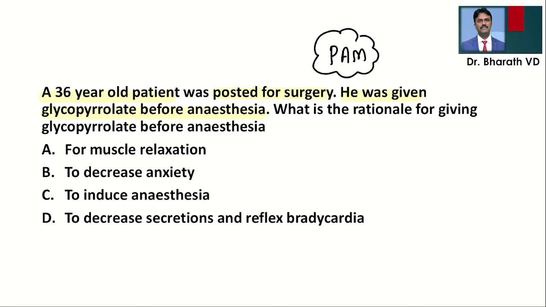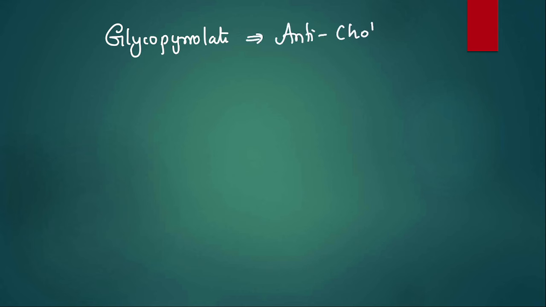You have 10 seconds to answer this. Yes, if you said to decrease secretion and reflex bradycardia, then you're right. So why is this the answer? Let us discuss the drug glycopyrrolate. Glycopyrrolate is an anticholinergic drug, similar to atropine. Now what does it do? It decreases secretions. Which secretions? The secretions from the lung and the stomach, so that it decreases a complication called aspiration pneumonia.